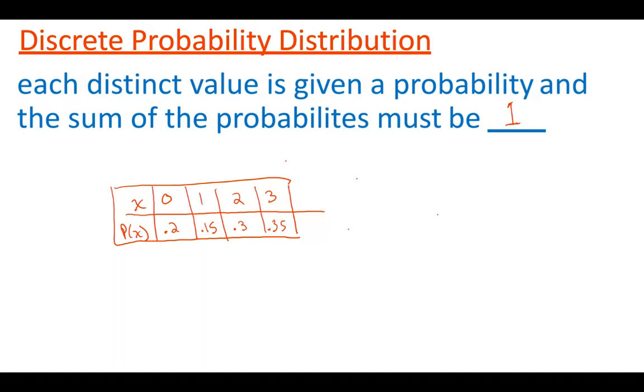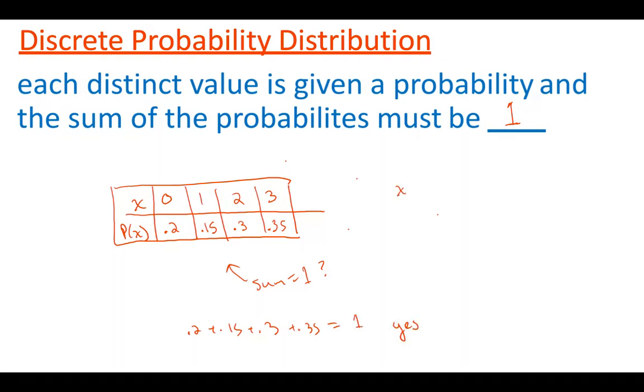If it's not, that means you missed something at some point. So you just have one problem where you have to look at this and determine if it's a valid probability distribution. Basically, you just need to determine if the sum of the probabilities equals 1. And in this case, you would have 0.2 plus 0.15 plus 0.3 plus 0.35. And that would equal 1. So this would be, yes, a valid probability distribution.